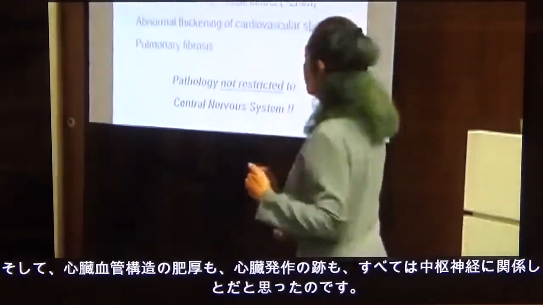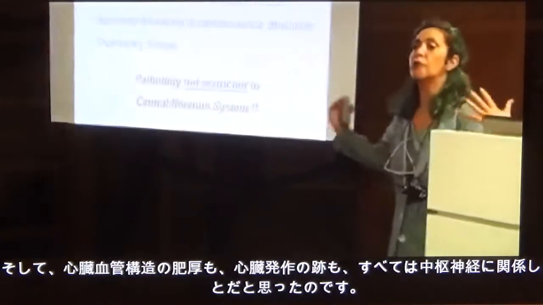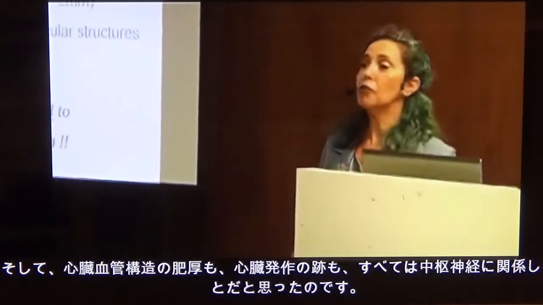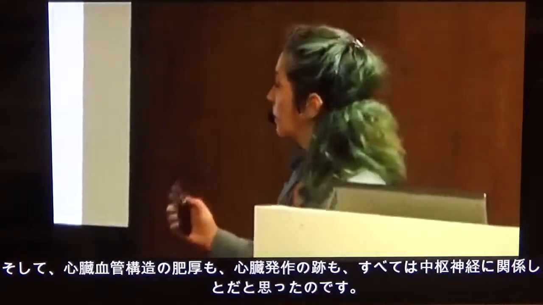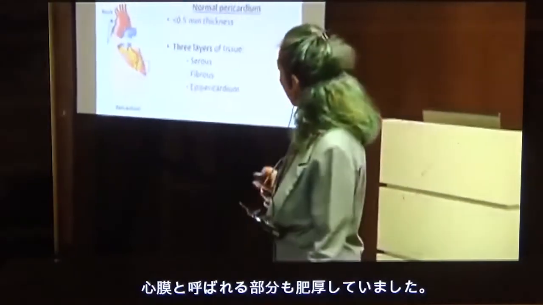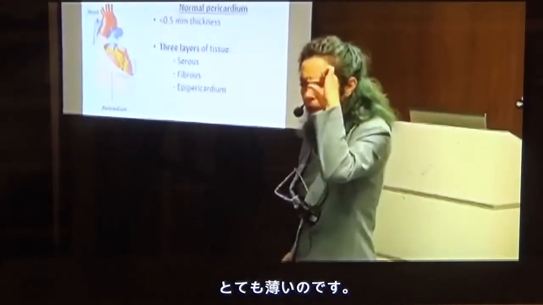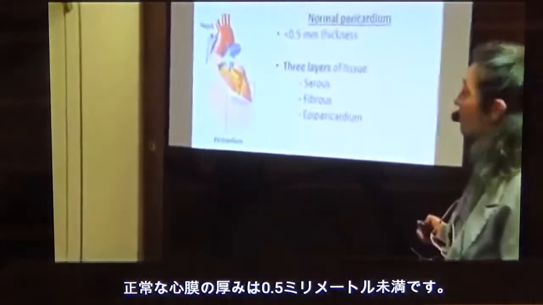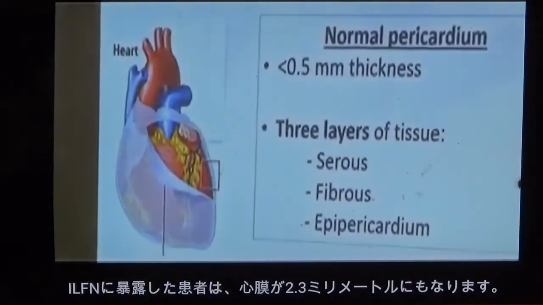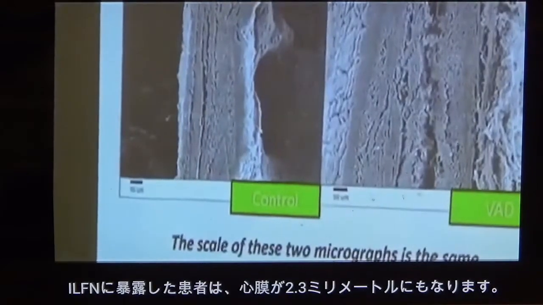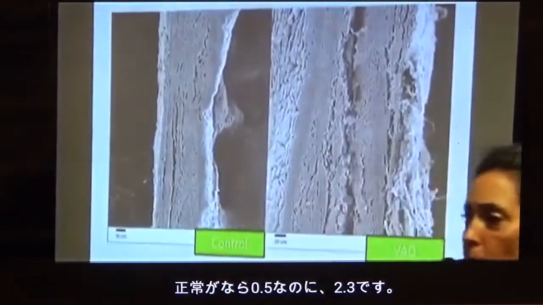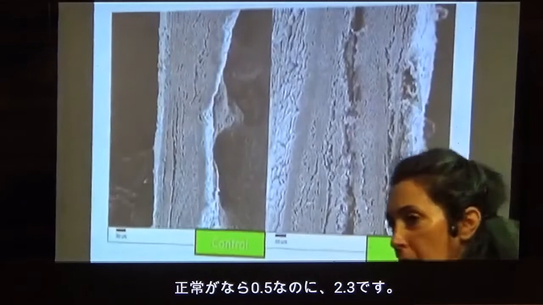What we did find out was that there's no way that this is only in the central nervous system. If you have thickening of cardiovascular structures and 11 silent heart attacks, no way this is only related to the nervous system. One of the structures that was thickened is called the pericardium. This is a pericardium. It's very, very thin. It is normally less than 0.5 millimeters in thickness. What we found in our patients later, not only in the autopsy, is that sometimes this pericardium goes to 2.3 millimeters, from 0.5 normal to 2.3.